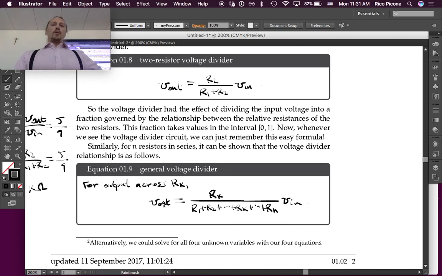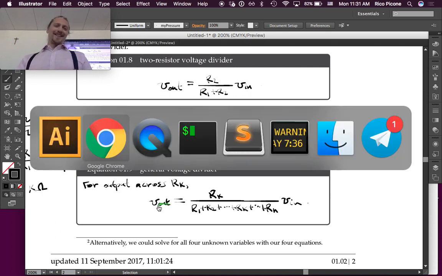Okay. Voltage divider. We feeling good about it? I feel good about it. I've done this several times. So, okay, good.